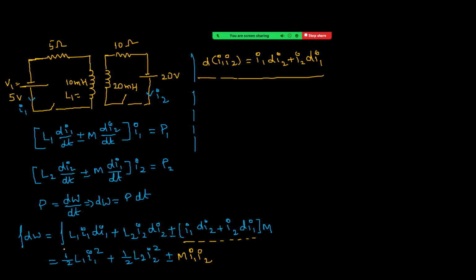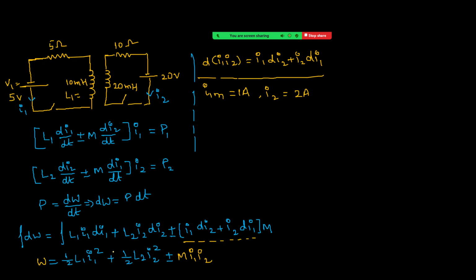Now coming to limits, we have to take up to steady state values are reached. And you can see here peak current is E by R, 5 by 5. So I1 maximum value is 1 amp, right? I2 maximum value is 20 by 10, that is 2 amp. Okay. Now substitute those values in this. Then see what we are going to get.